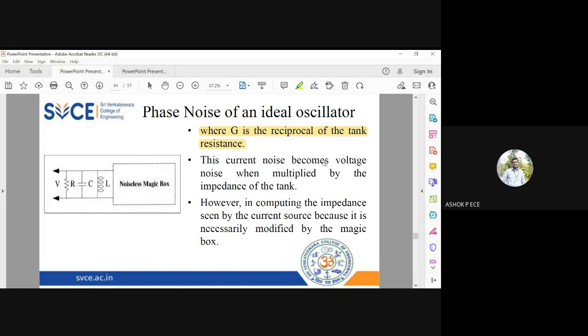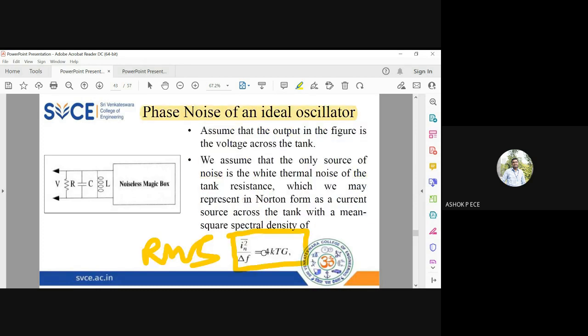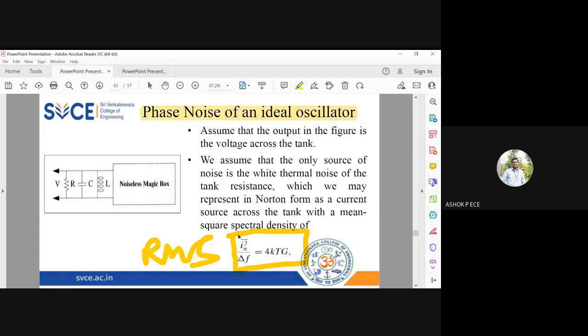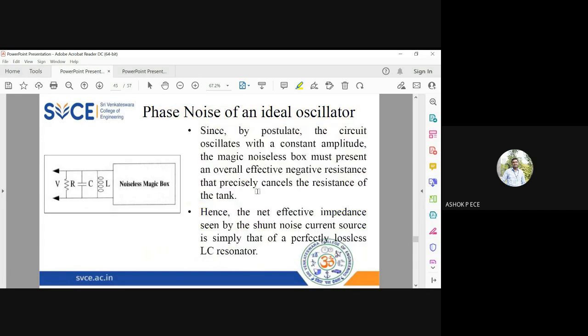So the current noise becomes voltage when you multiply by the impedance of the tank. If you want to convert the current into voltage, if you want to write IN square in terms of VN square, you multiply IN square by the impedance and it becomes VN square. So that can be done. You can represent that as a Norton form, or you can represent a Thevenin form, either by using the equation for IN square, or by using the equation for VN square.